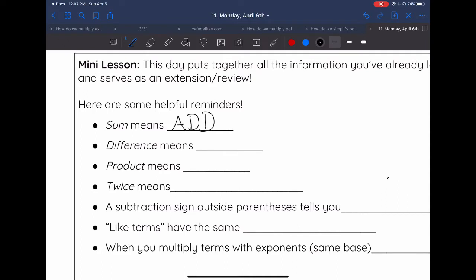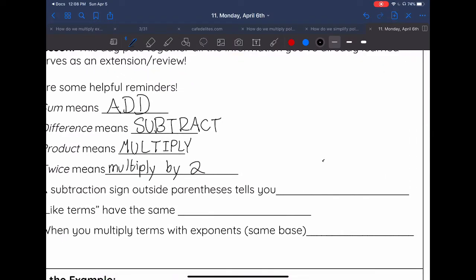When I see difference, that means that I will be subtracting. Difference means subtract. Product means to multiply. Twice means I'm multiplying by 2. And this also works if I think about triple, which is times 3, quadruple, I don't know how to spell quadruple, I'm going to sound it out, equals times 4.